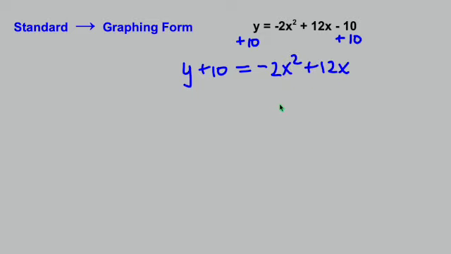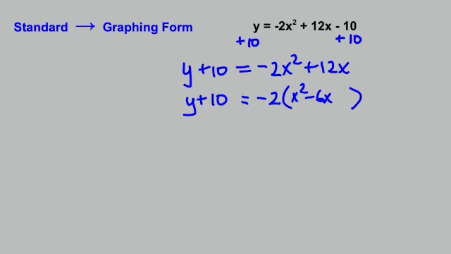And like in the other conversion, we're going to see what these have in common. I'm going to factor out the negative 2. Now let me finish this side over here as well. If we factor out a negative 2, we're going to get x squared and negative 6x. And then what we want to do is complete the square.